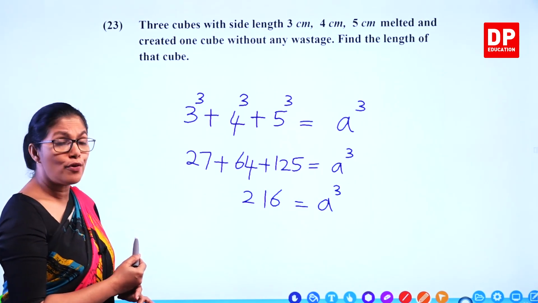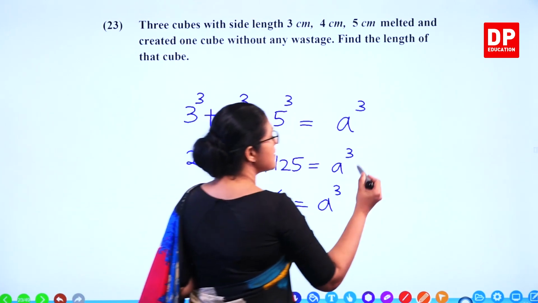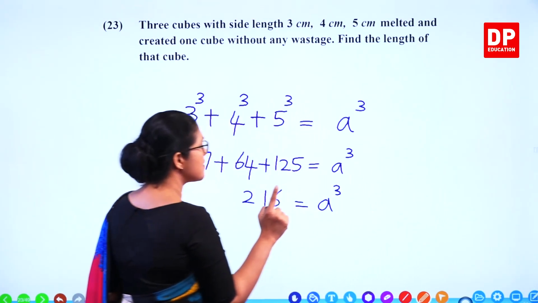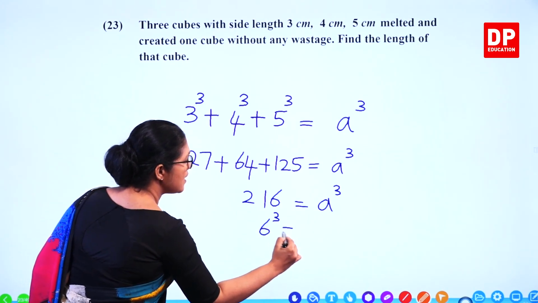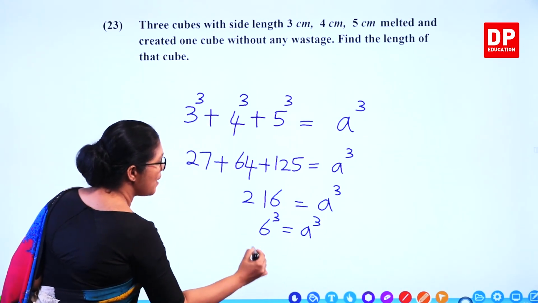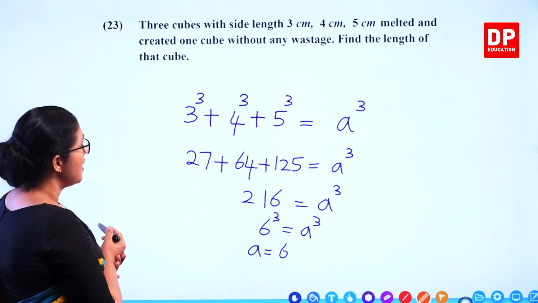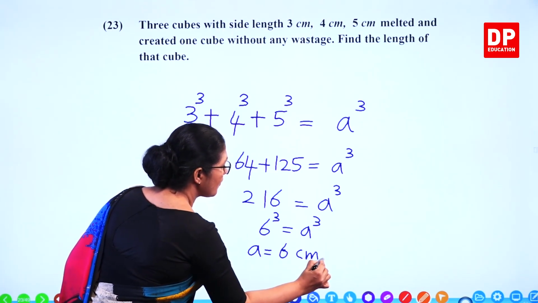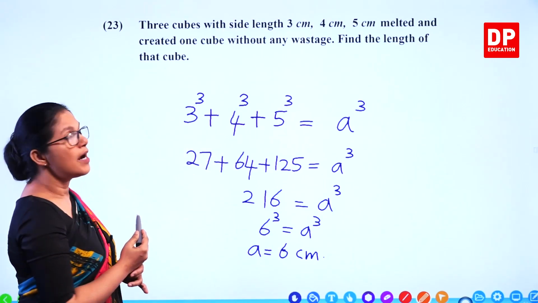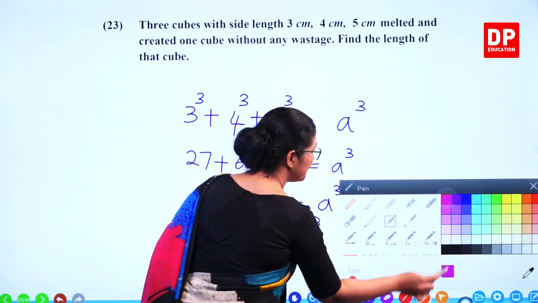What's cube root of 216? That's 6. 6 into 6, 36. 36 into 6 is 216. So 6 to the power 3 is A to the power 3. That means A should be 6 centimeters. So that's the side length of the new cube. So 2 marks for that.